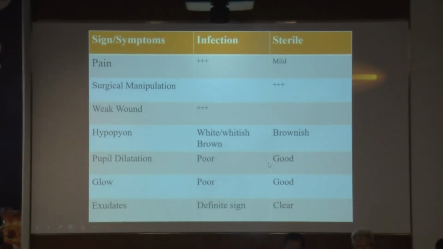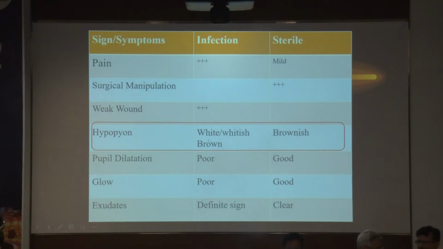This is a chart of what I have summarized before. If you have pain, that means infection. Surgical manipulation is sterile inflammation, you have to give steroids. Weak wound, chances of infection are more. If hypopyon is there, white hypopyon means inflammation, brownish hypopyon means infection. Pupil that is poorly dilating goes in favor of infection.